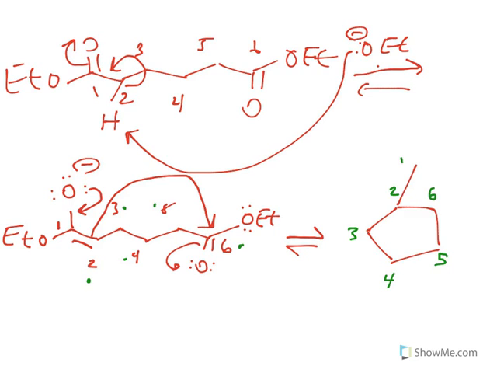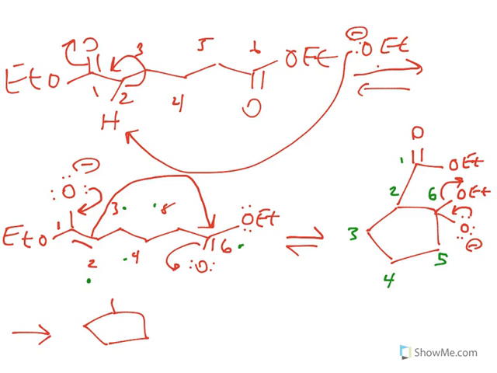And what does carbon 1 have on it? It has a carbonyl and an ethoxy group. And what we're missing is the stuff on carbon 6, which has an ethoxy group and now an O minus. So here's our tetrahedral intermediate that's going to collapse, expel the ethoxide, and give us our beta keto ester product, like so.